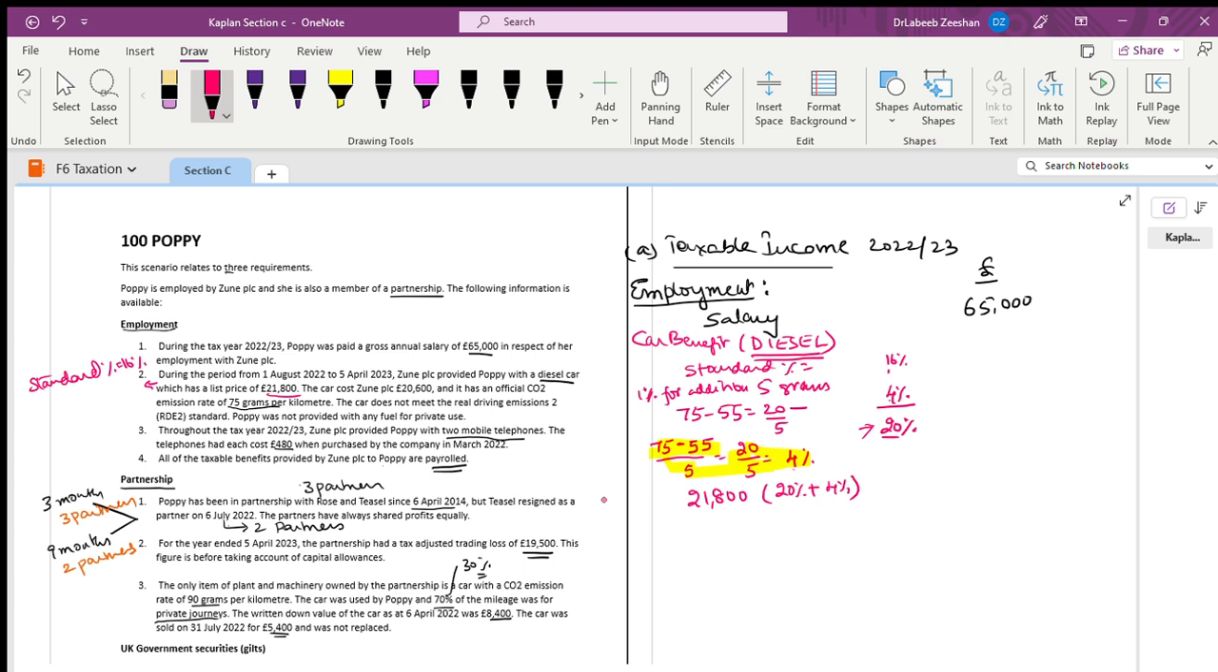Here it is not mentioned. See, are you clear about this one? One minute. Are you clear about this one? Which one, sir? This one. Yeah, this is clear. For 1% for each additional 5 grams, how much do you get? Perfect, yeah.